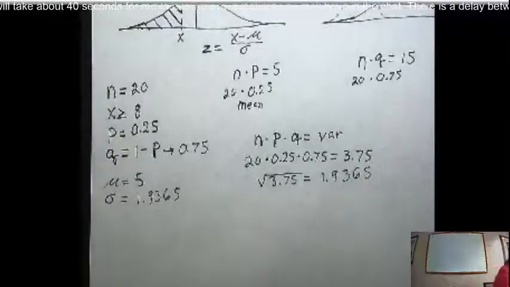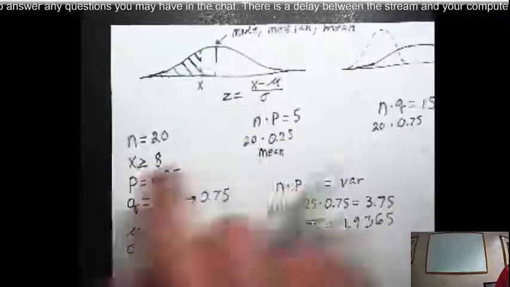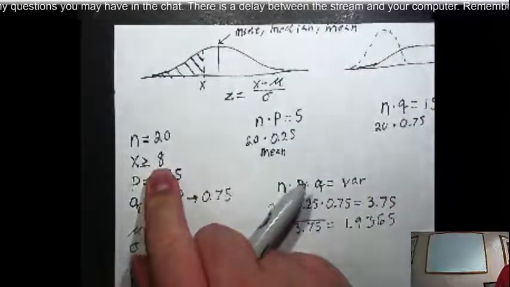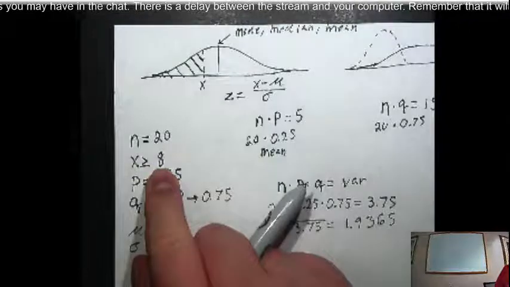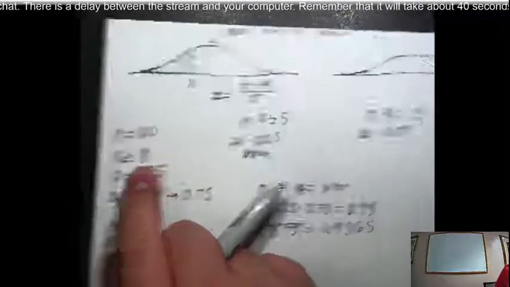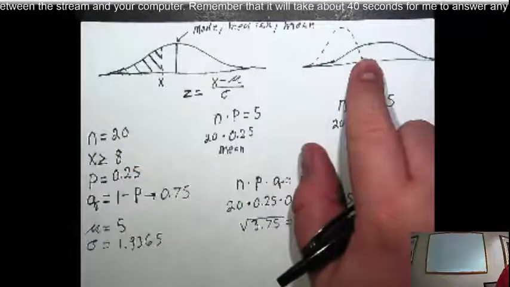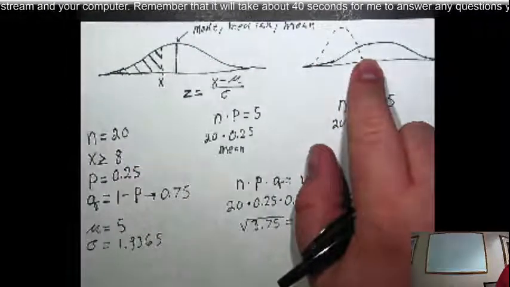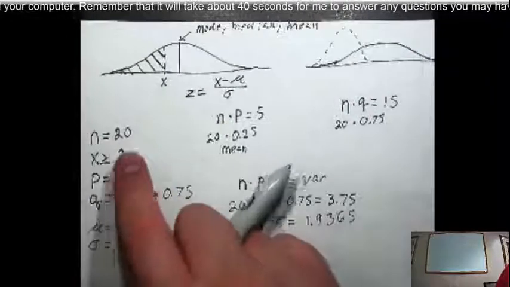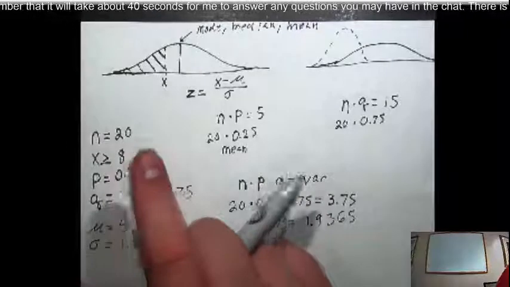So now we only need one more thing for our z-score, and that's x. Well, if we were just talking about a normal distribution, this would be it. We just plug in 8 and get on with our lives. However, this is not an exact normal distribution. Again, what we're trying to do is approximate a value for a binomial distribution. So we've got to play with this a little bit because it's not quite in the right location.